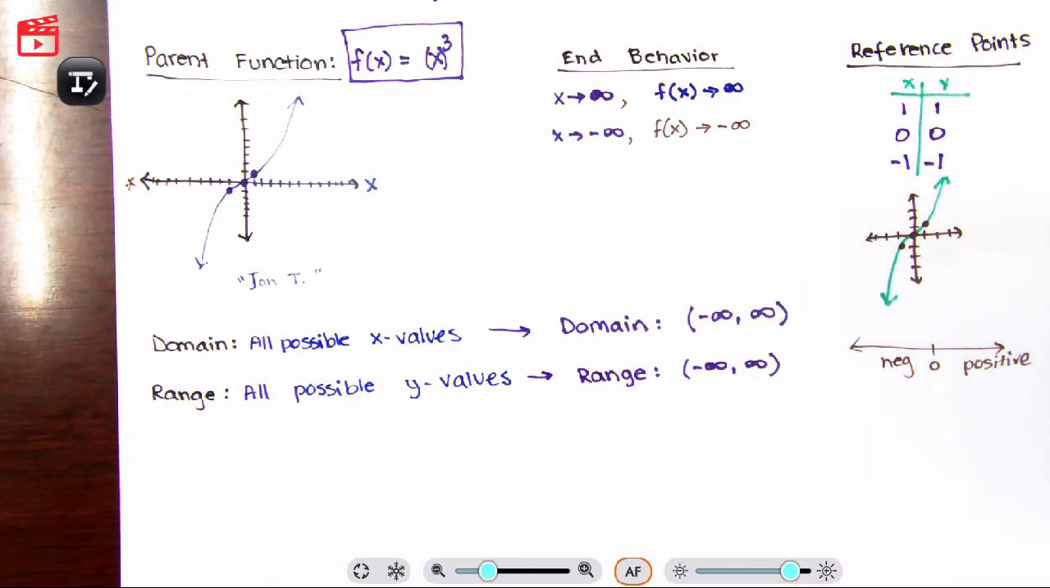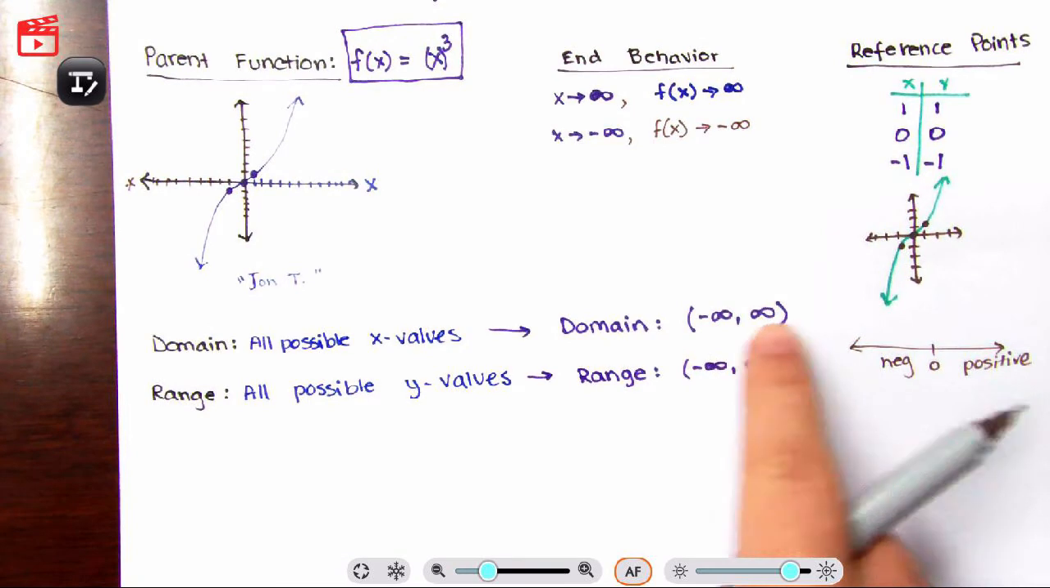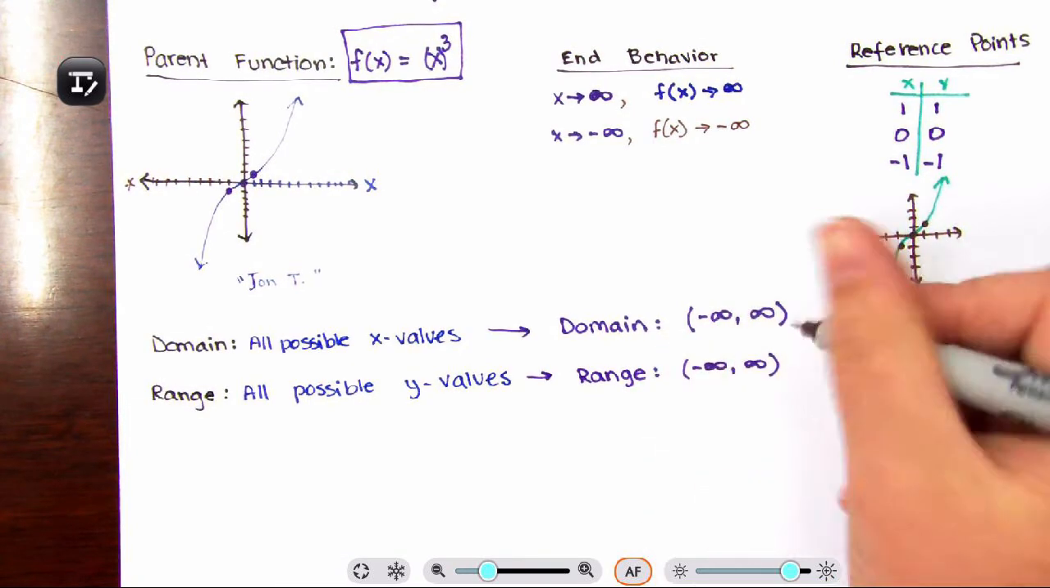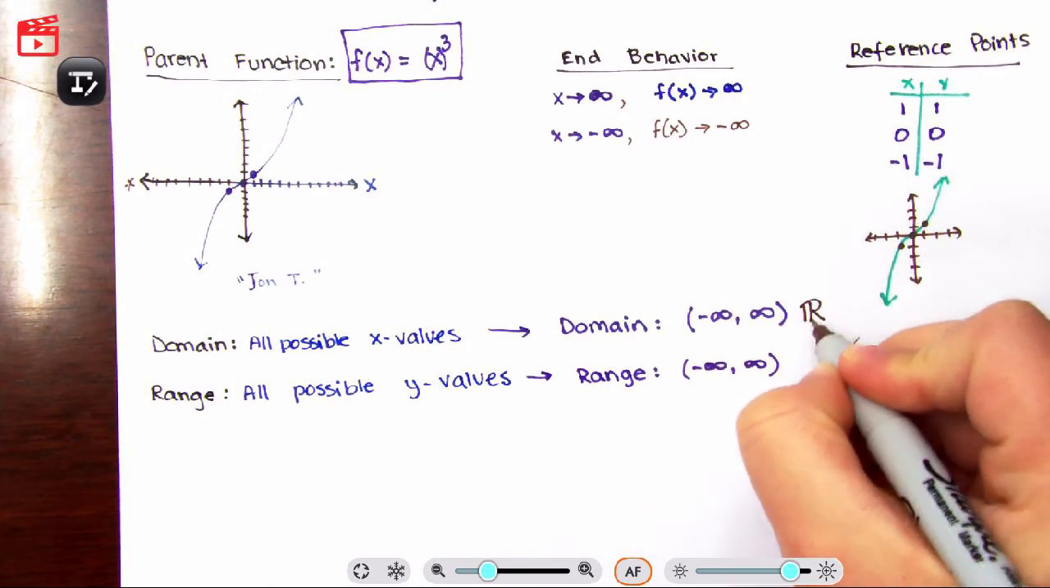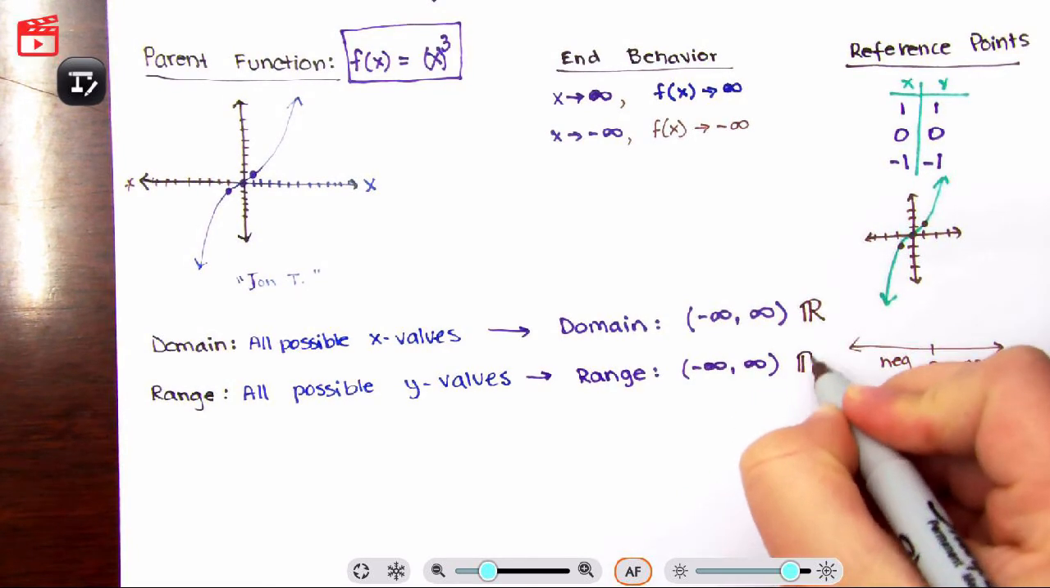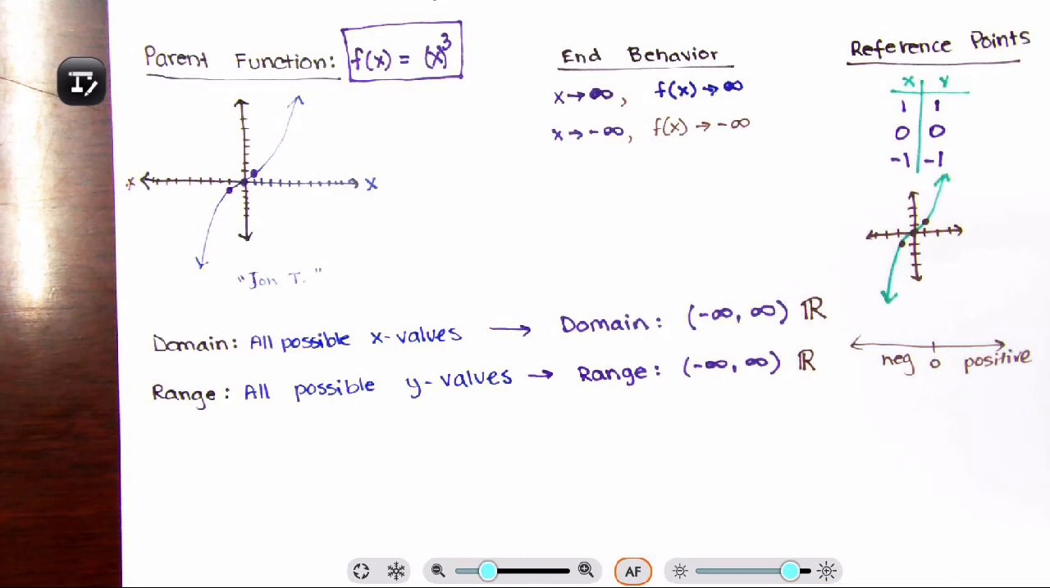Another way that you can write this is you can say all real numbers. From negative infinity to positive infinity, we have all real numbers. The all real numbers symbol is an R with two lines. And that means you have all real numbers in the domain and all real numbers in the range.